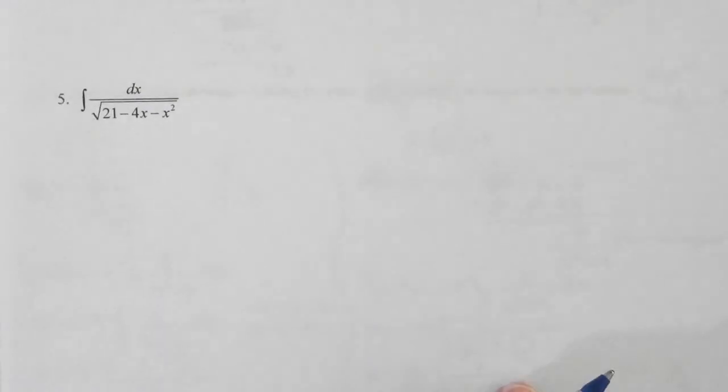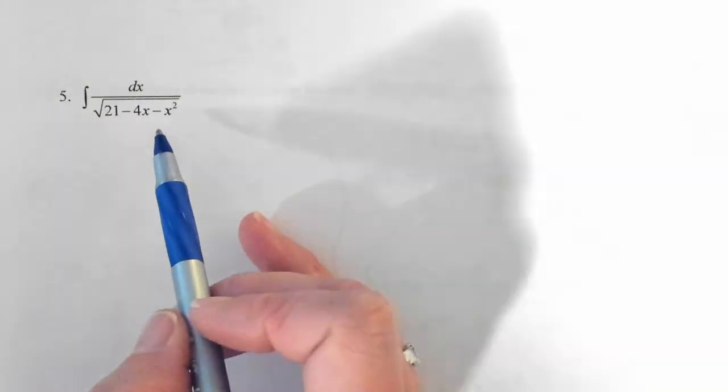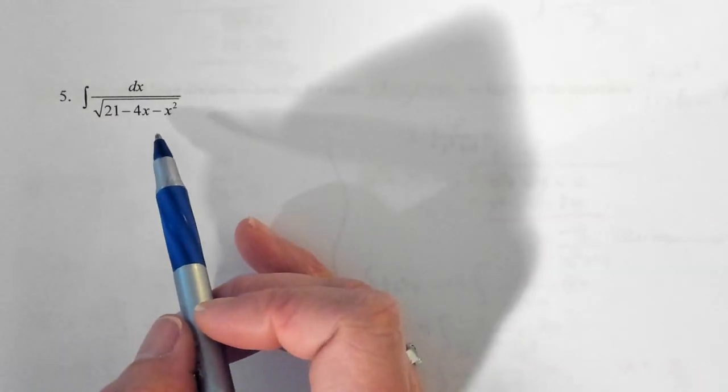All right, so we are on page 5, and we're only going to do number 5. 4 and 6 are on another video. Okay, so first of all, when you look at this, this is not something I can complete the square with underneath. Why?